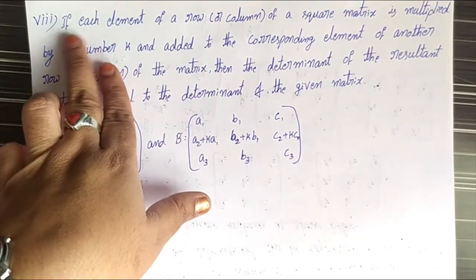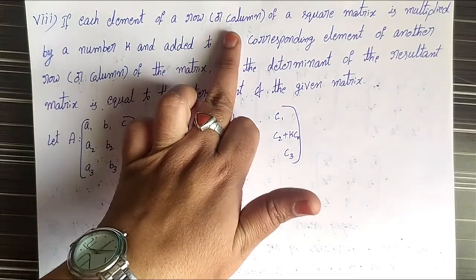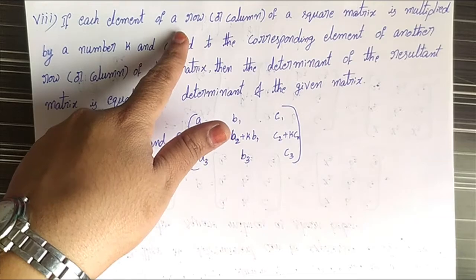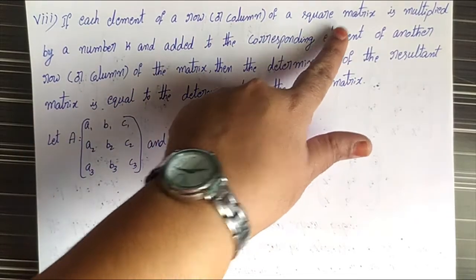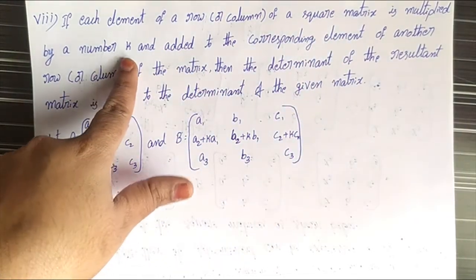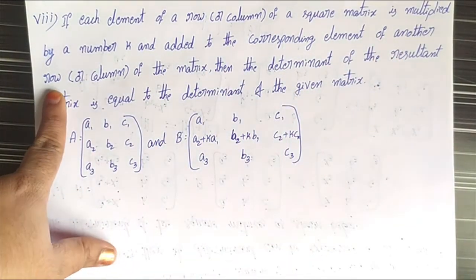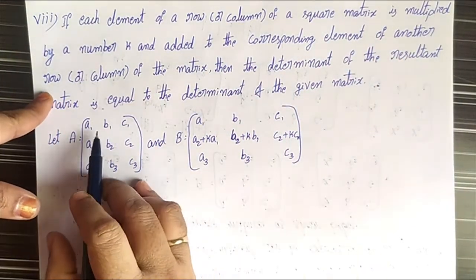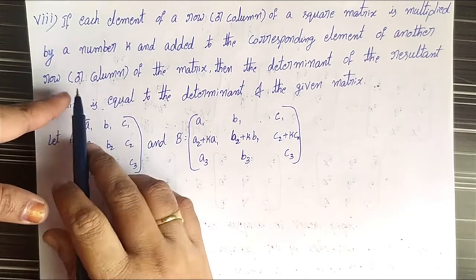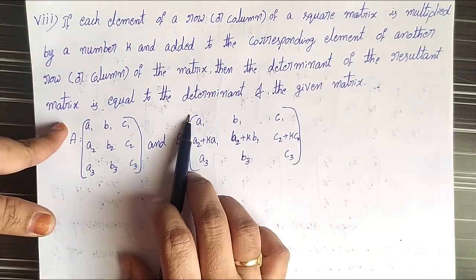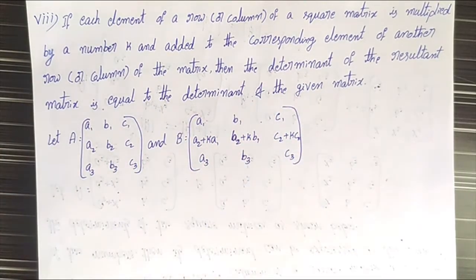The property is that if each element of a row or a column, first we can take a row, of a square matrix is multiplied by a number k and added to the corresponding elements of another row, then the determinant is equal to the determinant of the given matrix.